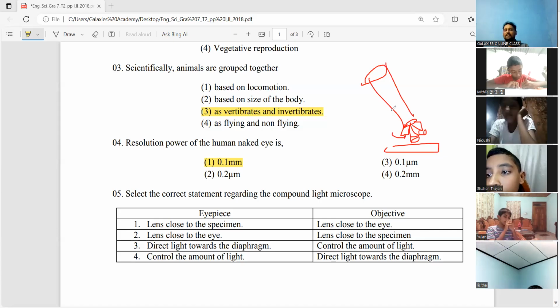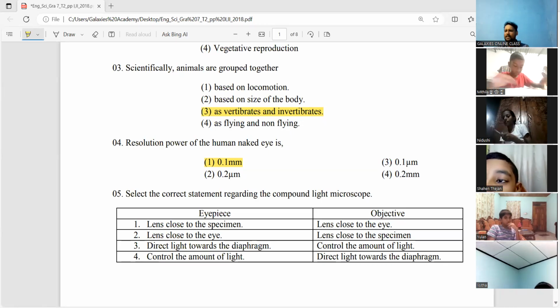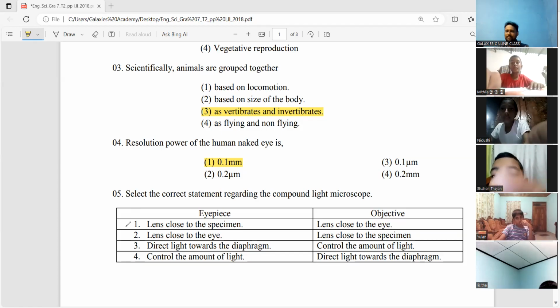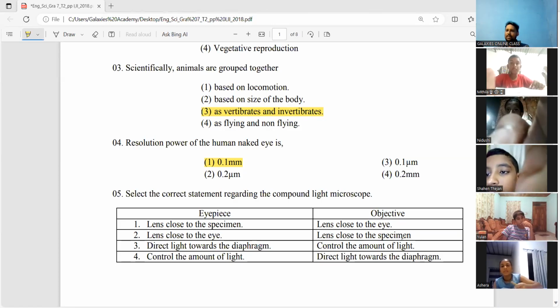Right. Then look at the given answers. The first one given: eyepiece lens close to the specimen. Specimen mean what? Object. Is it correct or wrong? The eyepiece is near the object? It is incorrect, no? So the first answer we can't take. The second one: lens close to the eye, lens close to the specimen. I think it is the correct one, no? Correct. The second one is the correct one.